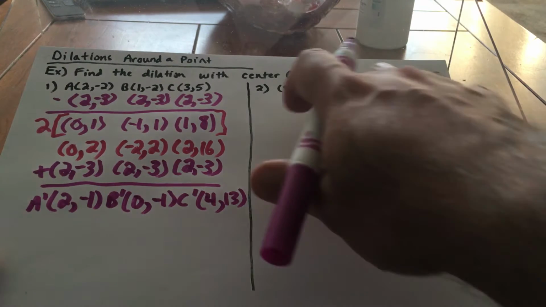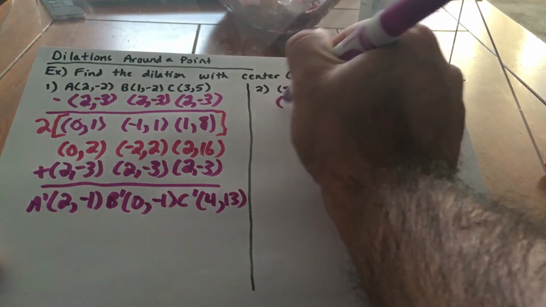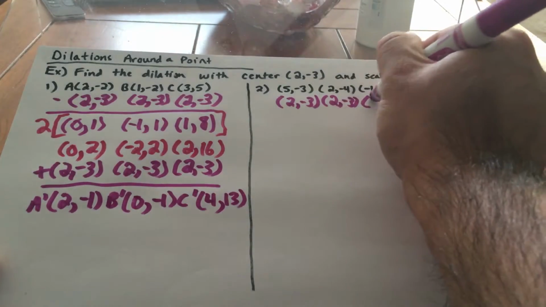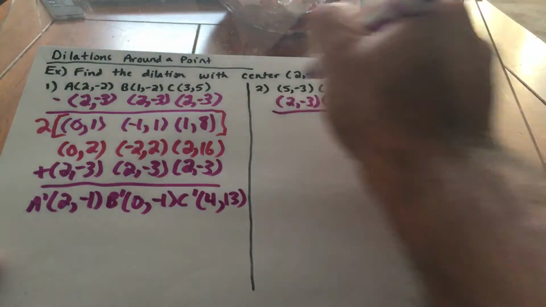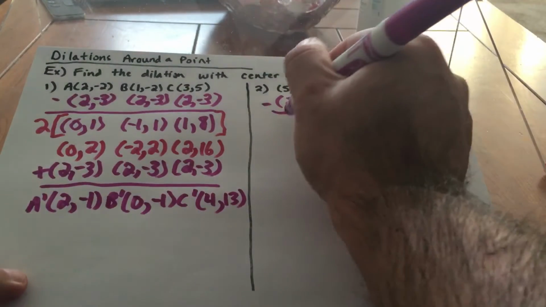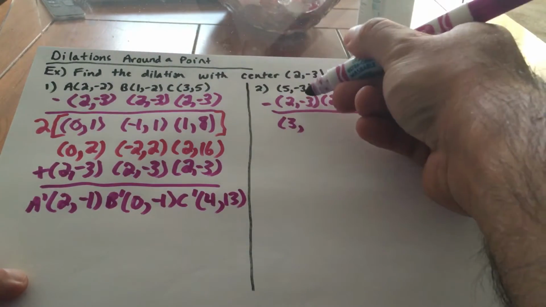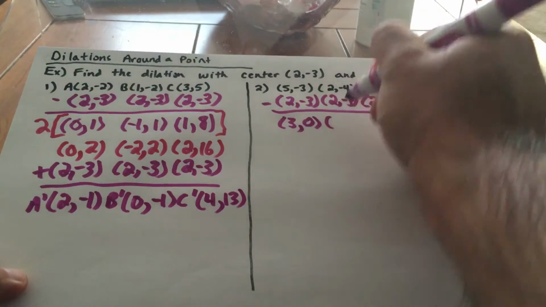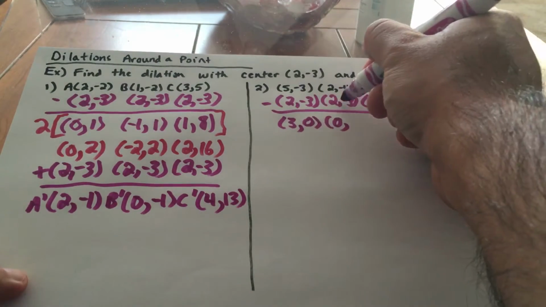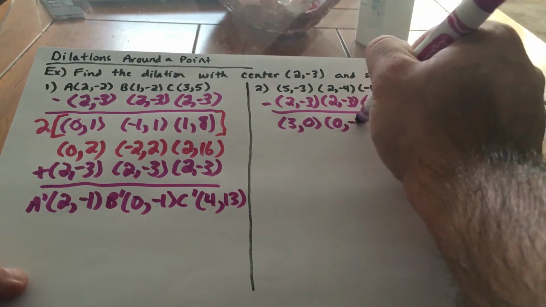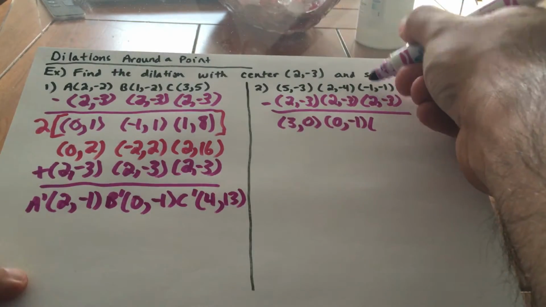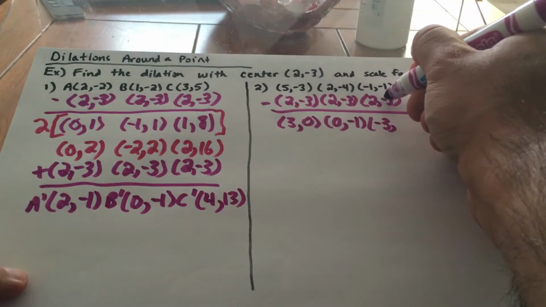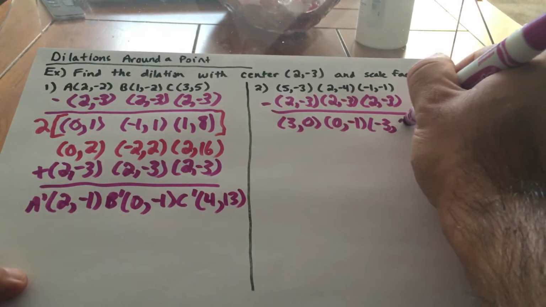Okay, so back here, we're going to dilate around that point again. So we have to subtract off that point, (2, -3). And we're going to do it to all 3 points. So in this case, we're doing 5 minus 2, which is 3. -3 minus a negative, again, is plus. So -3 plus 3 is 0. 2 minus 2 is 0. -4 minus a minus is plus, so that's plus 3. So that's -1. And then the final point, -1 minus 2 is -3. -1 minus a negative, or plus 3, is going to be 2.